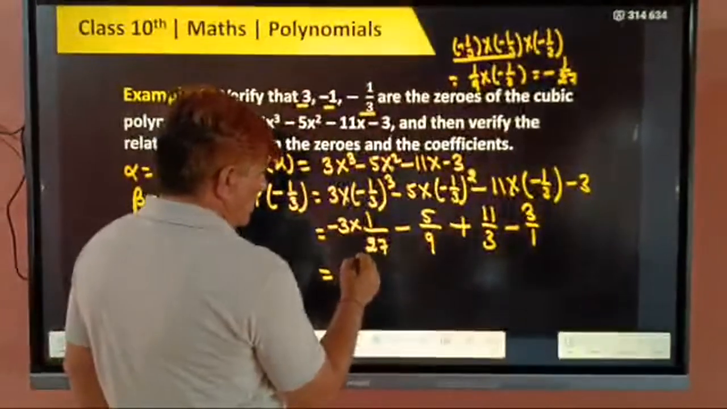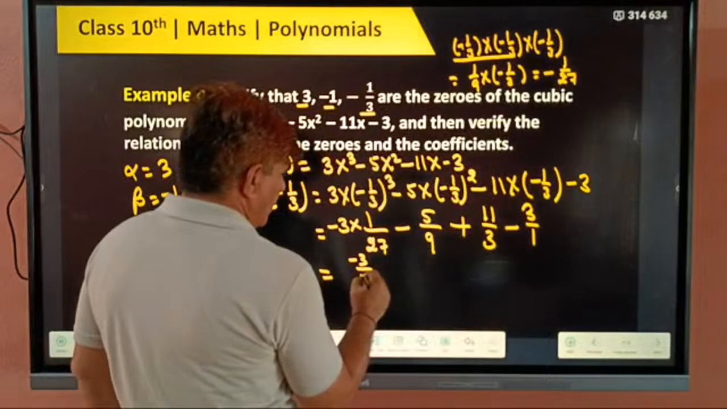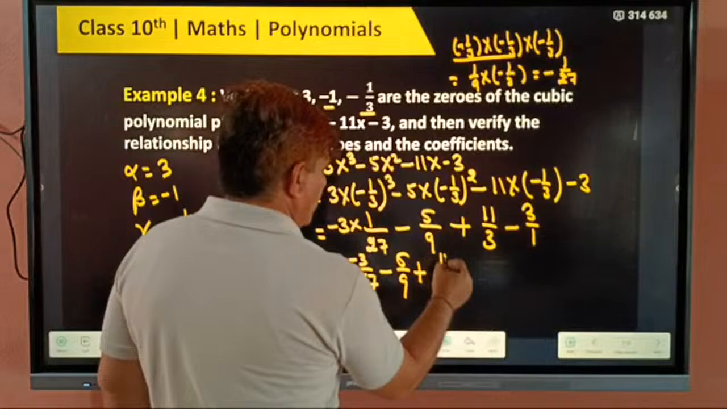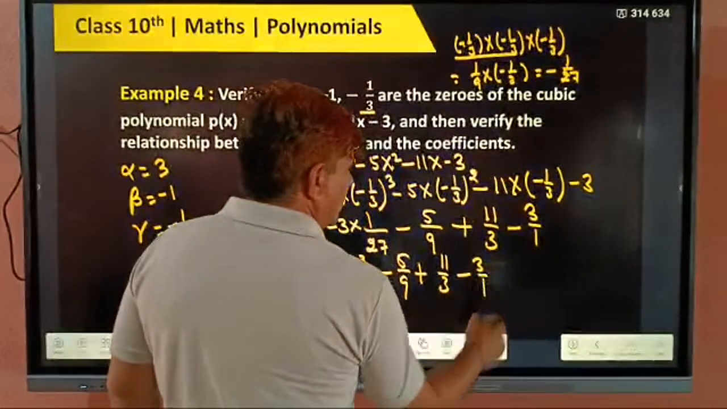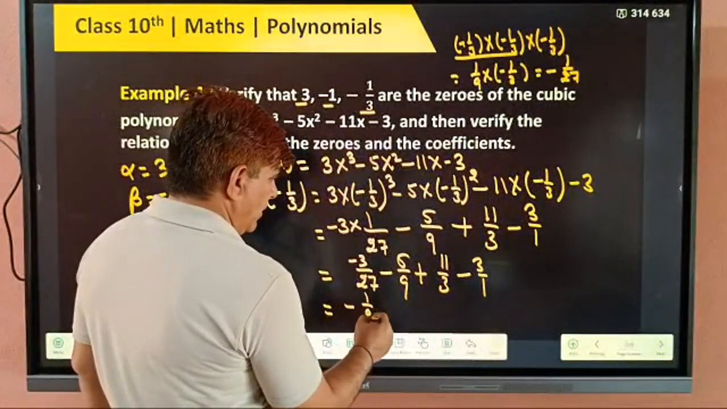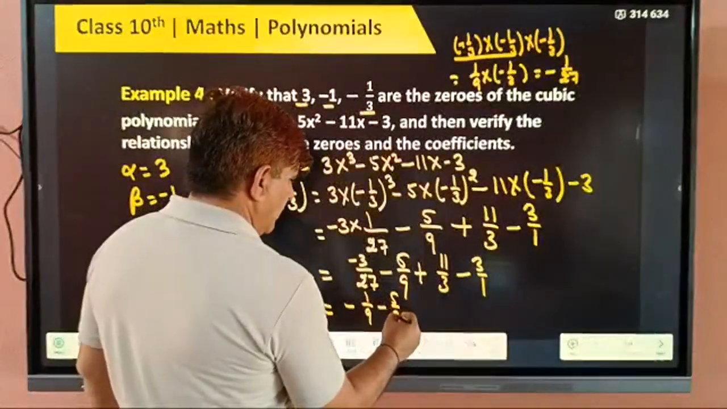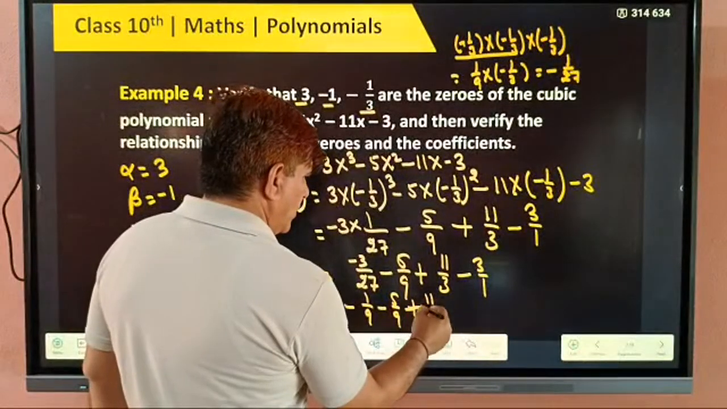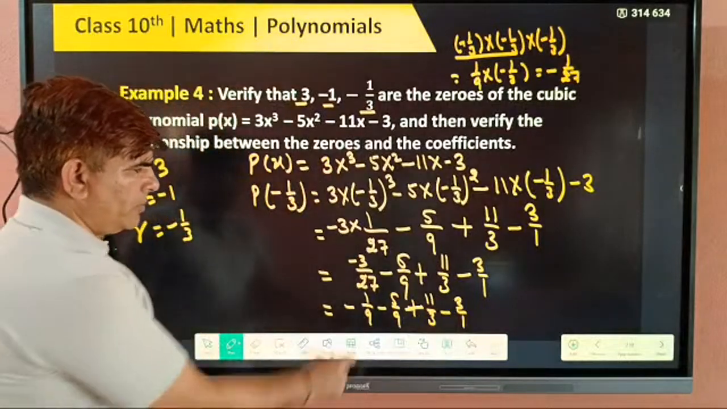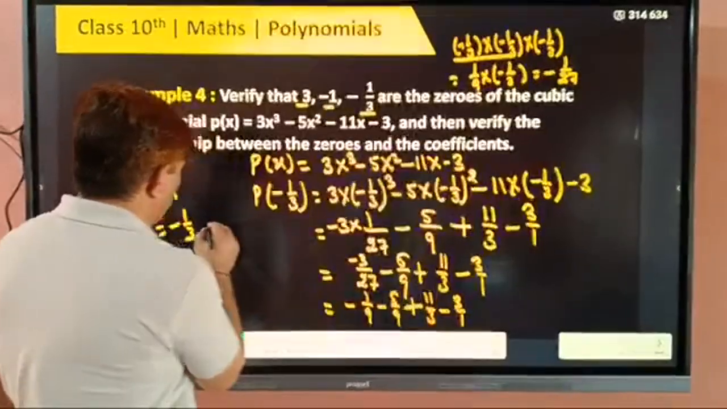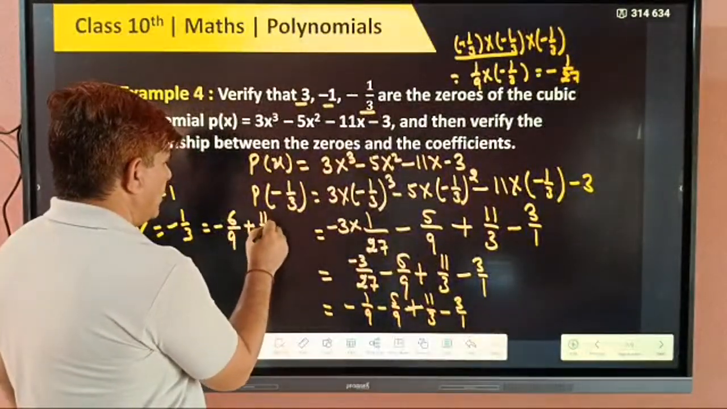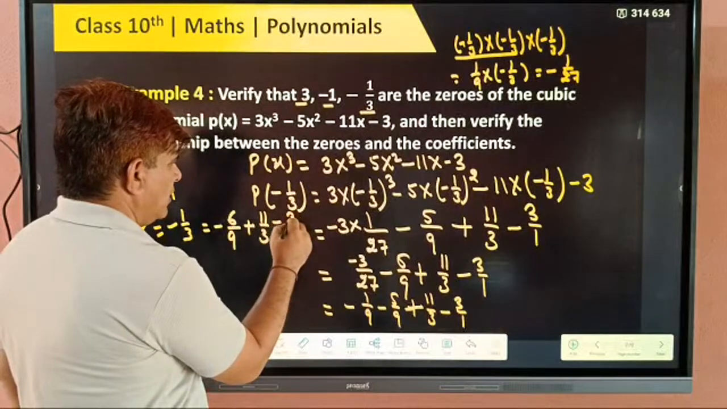So I can arrange this. Minus 3 by 27 minus 5 by 9 plus 11 by 3 minus 3 by 1. So how can we write this? Minus 1 by 9 minus 5 by 9 plus 11 by 3 minus 3 by 1. If you solve it, this becomes minus 6 by 9 plus 11 by 3 minus 3 by 1.